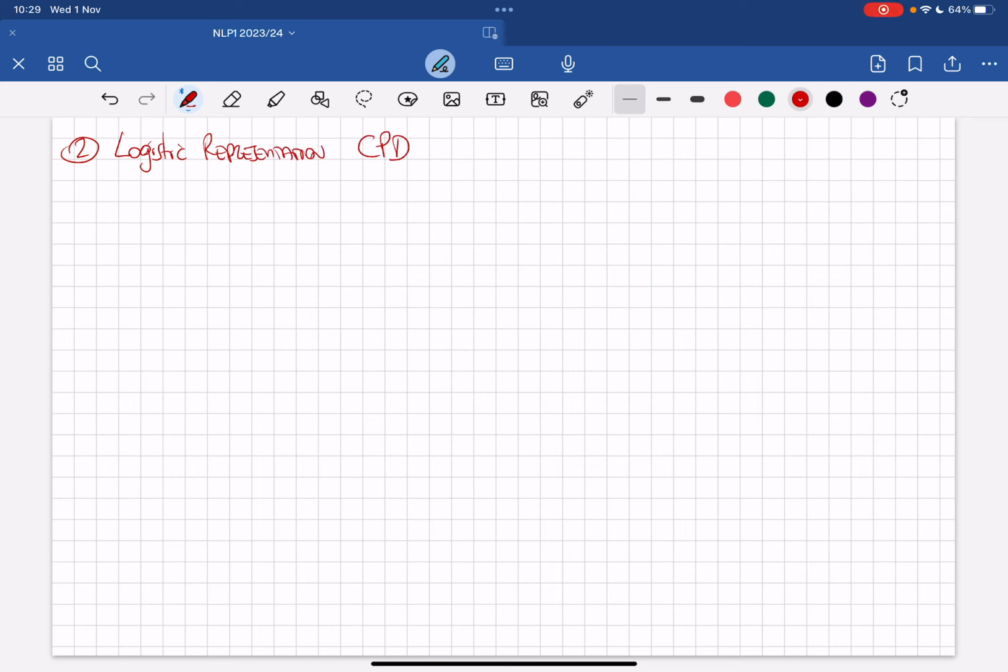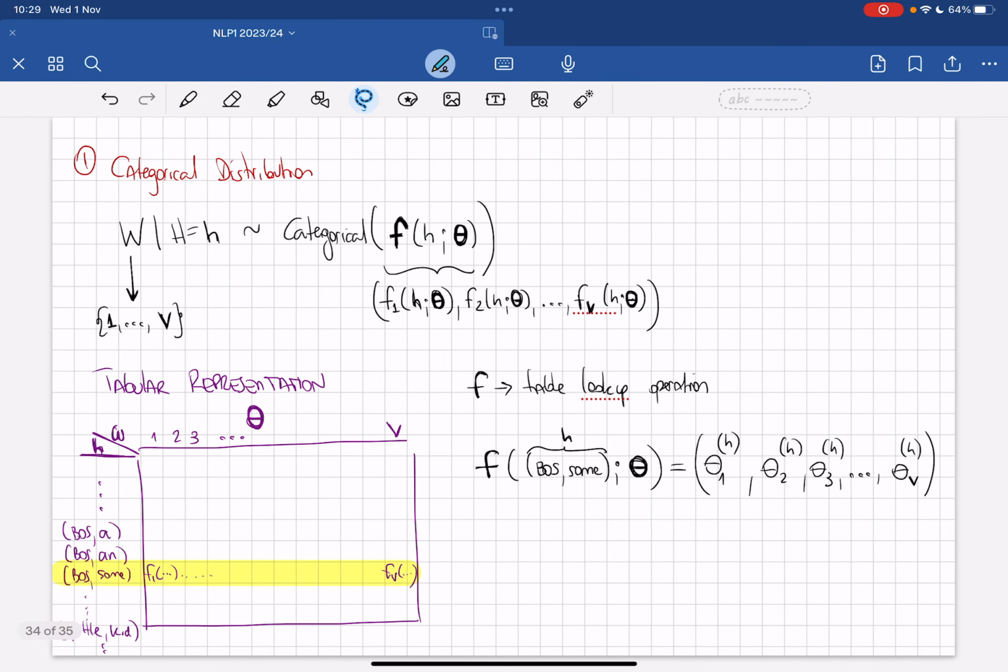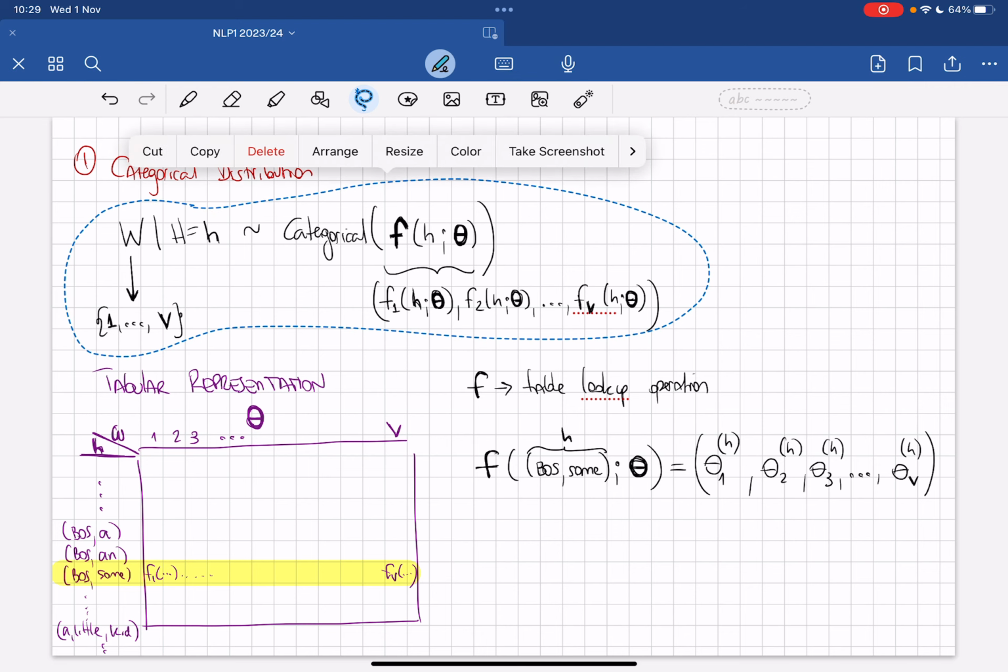Of CPDs, in particular of categorical CPDs. Recall, CPDs: conditional probability distributions. Okay, so I'm going to copy the setting. It's still the same setting.